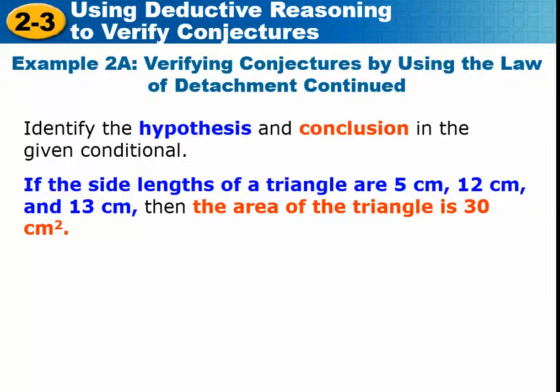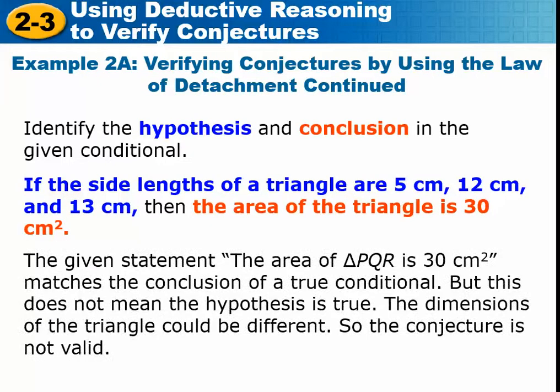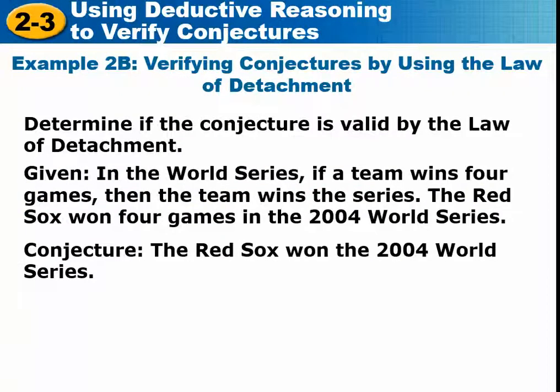This is just working through it step by step by step. They're going to say the same thing I just said. The conjecture is not valid because they gave you the conclusion rather than the hypothesis. All right, let's try this one.